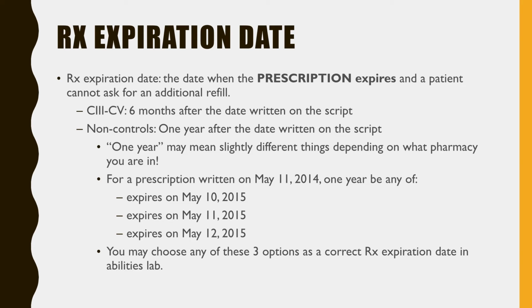For a prescription written on May 11th, 2014, 1 year could be any of expiring on May 10th, 2015, May 11th, 2015, or May 12th, 2015. You may choose any of these 3 options as a correct prescription expiration date in Abilities Lab.